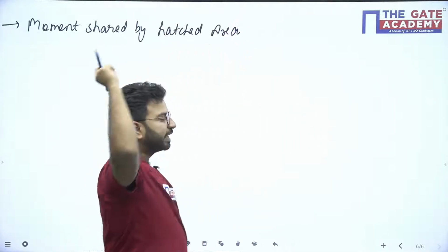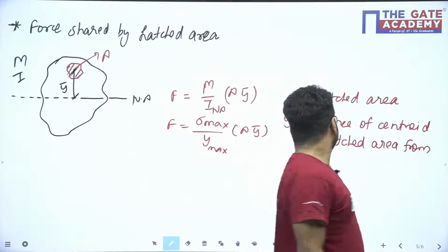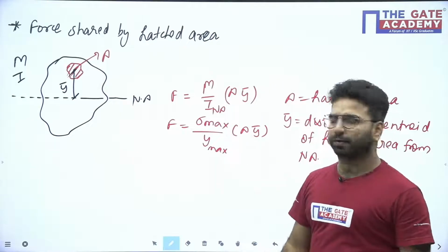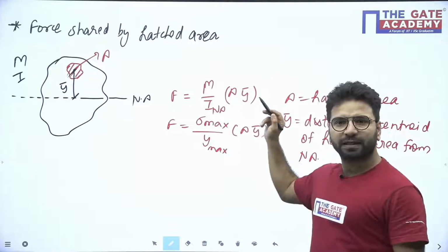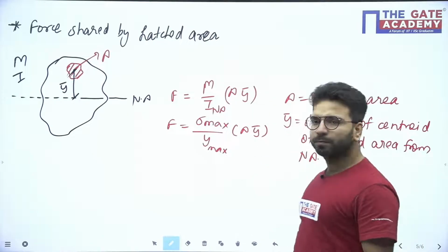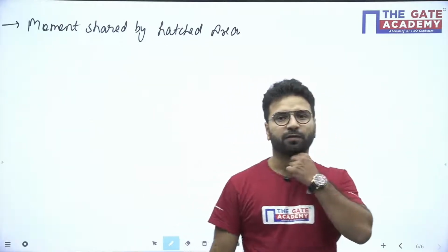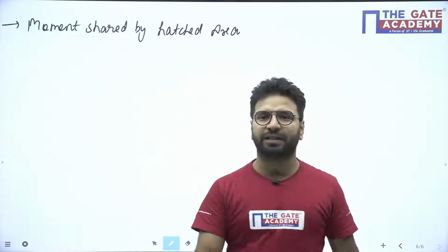Okay, anyone can guess the formula now? Here we have written sigma max upon y max is equals to A into y bar. Okay, A into y bar, sigma max upon y max, right? So anyone can tell me now what is the moment shared by hedged area? One time the question has come in ES already from this moment shared by the hedged area.